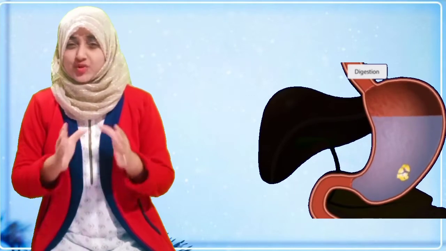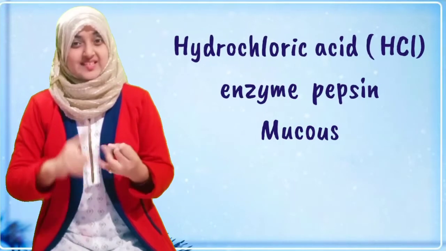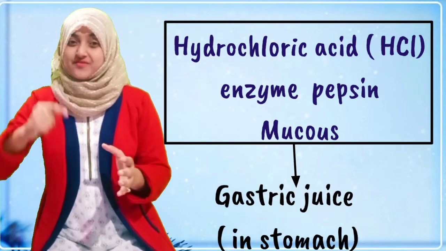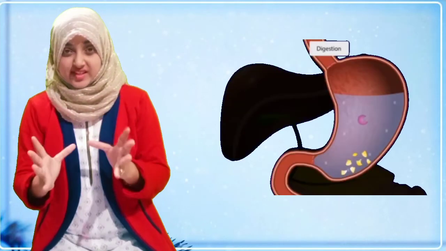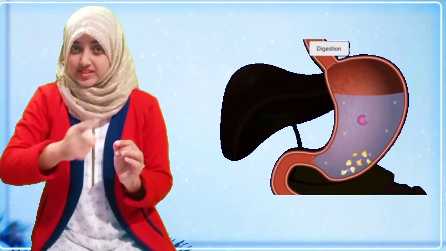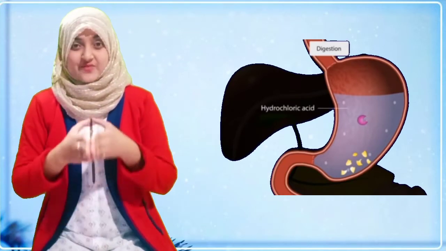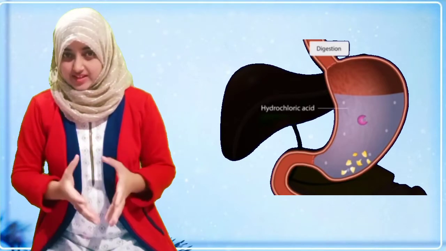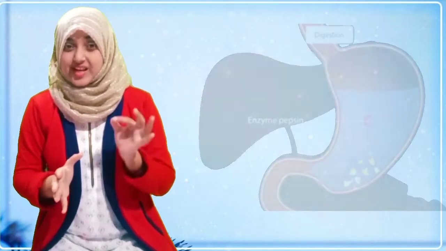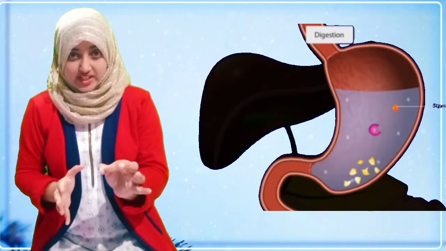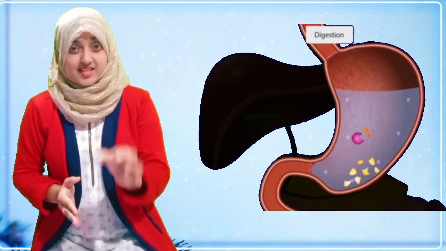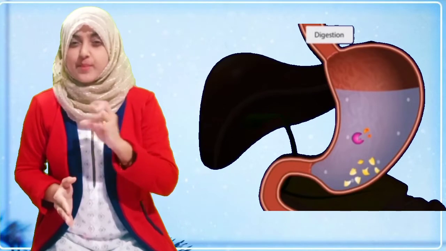The stomach has a unique combination of hydrochloric acid, the enzyme pepsin, and mucus, together known as gastric juice. The walls of the stomach help the food mix with this gastric juice. The hydrochloric acid creates an acidic medium so that the enzyme pepsin can begin its work of digesting protein by breaking it down into simple molecules. This hydrochloric acid also kills the bacteria from the food that might have entered the stomach.